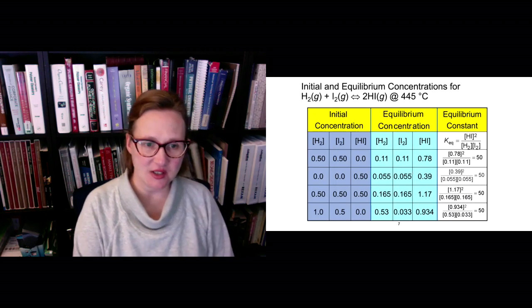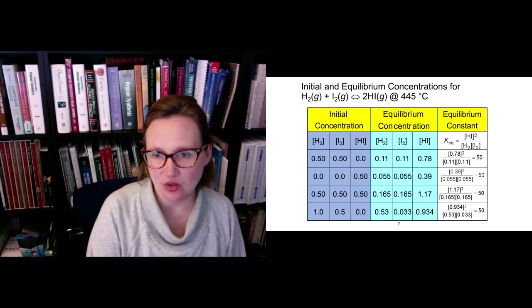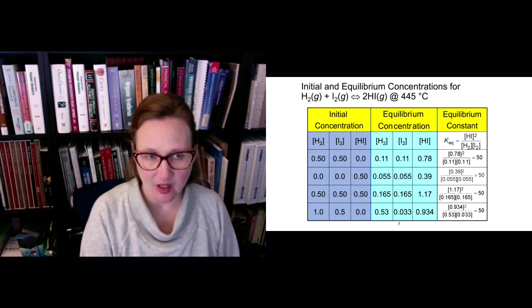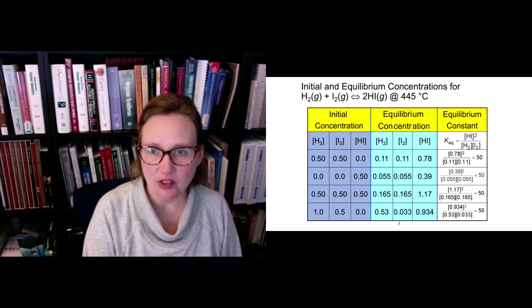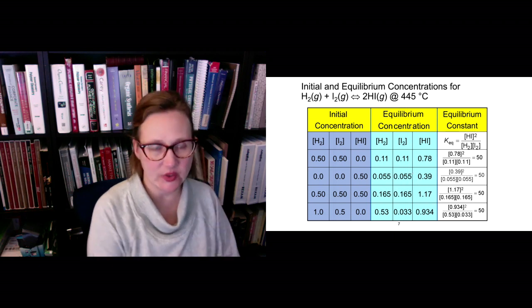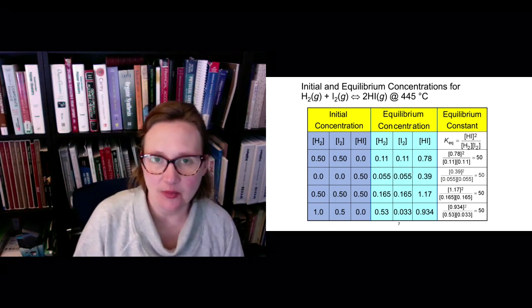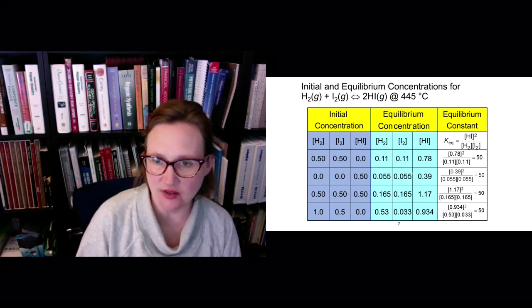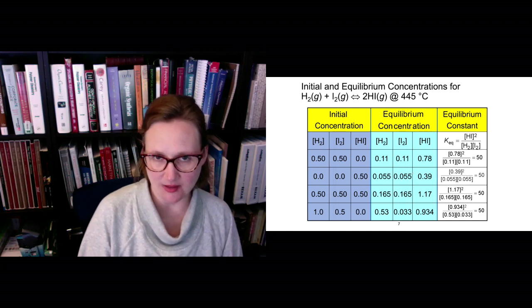Okay, so let's look at this reaction. We have H2 plus I2 goes to 2HI. So we have our initial concentrations, we have our equilibrium concentrations, and we can calculate the equilibrium constant. We're going to keep the temperature the same for all of these reactions, and we're going to calculate the value of the equilibrium constant.